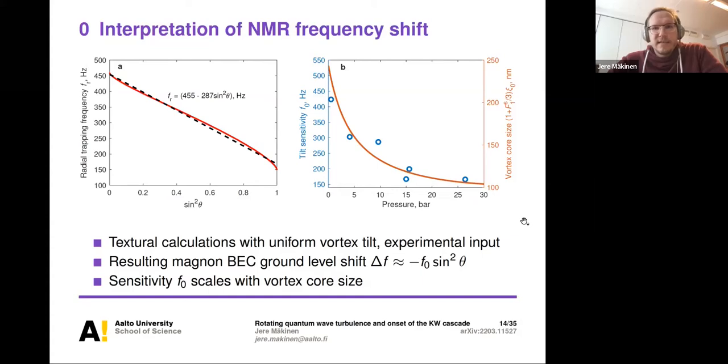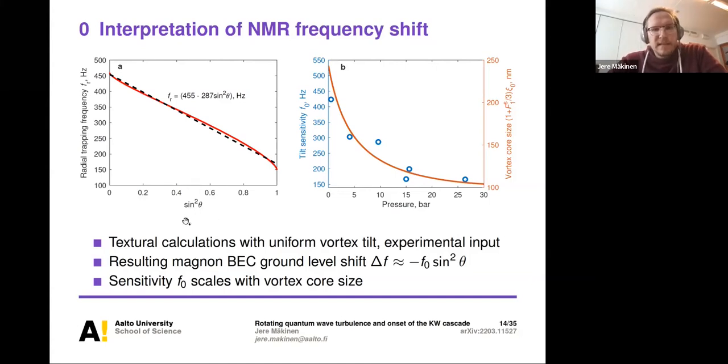All right, then let me say a few words about how we interpret the NMR signal that we saw. You saw that the frequency was decreasing when we started modulations. So we have performed some textural calculations using uniform vortex tilt. There is a density of vortices and they are just tilted uniformly with respect to the axis of rotation. And we use some experimental input to characterize what is the effect of a single vortex there, using measured energy levels in this magnon condensate.